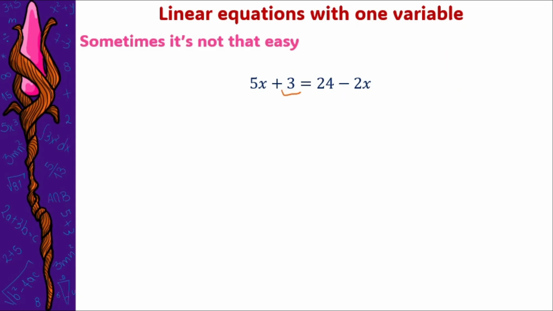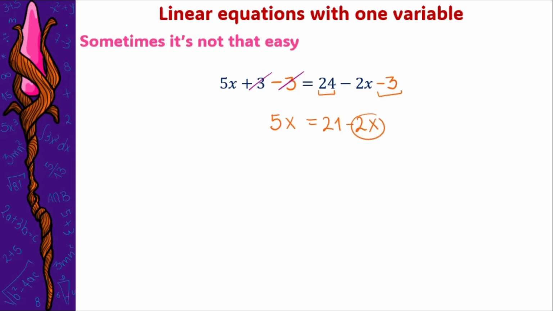So, since I want to bring the 3 to the right, I want to get rid of it. The 3 is being added here, so I should use the opposite operation. So I'm going to subtract 3 from both sides. That means the 3 would cancel with the minus 3, and we would end up with the 5x alone on the left side. We could also do this operation: 24 minus 3 is 21. Notice that we have already reduced the equation.